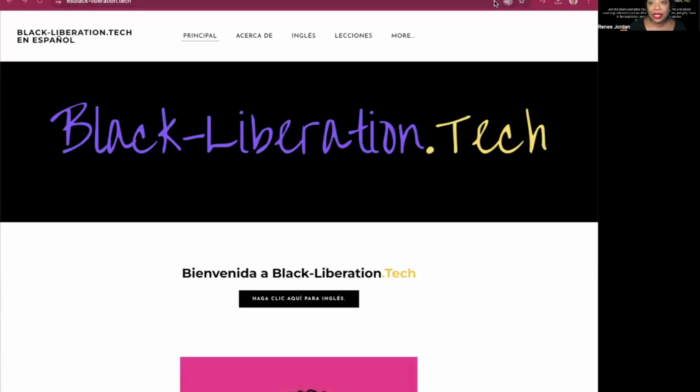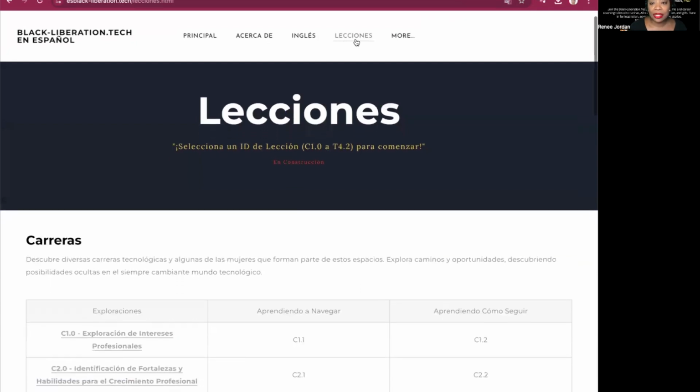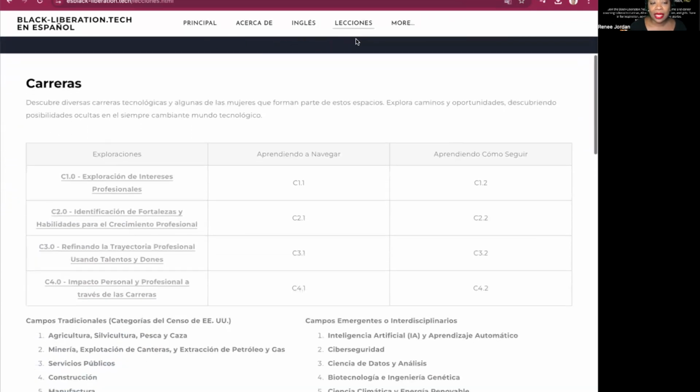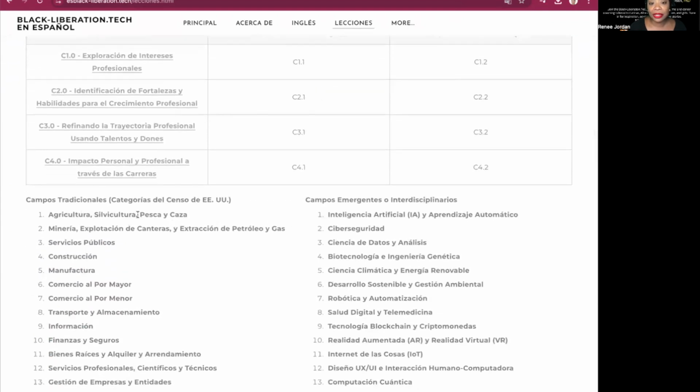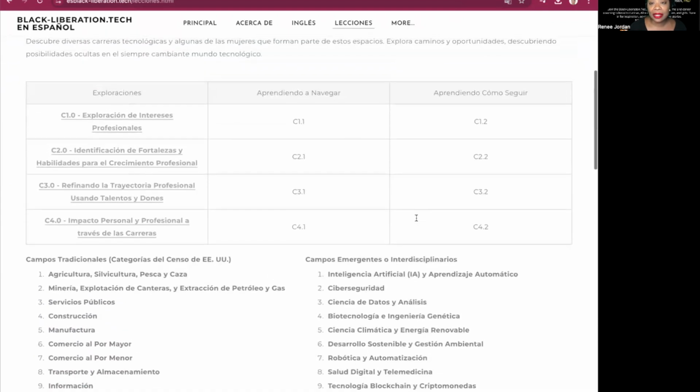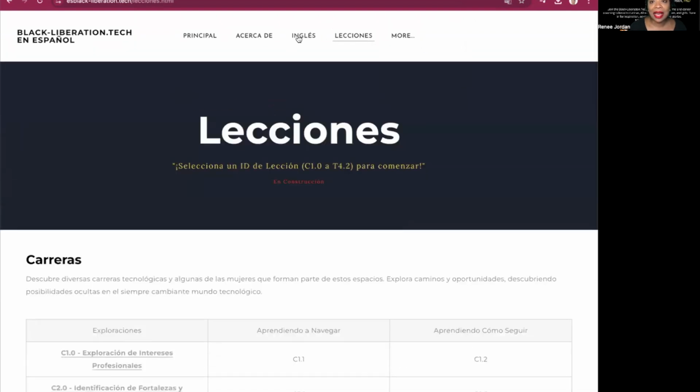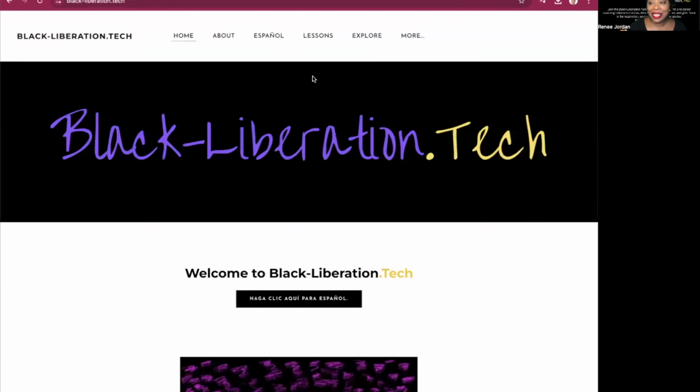If you're using Google Chrome to get to this site, you're able to toggle between Spanish and English. So this is the Spanish site, and this is what it looks like in Spanish. You would go to Lesiones, and you will be able to see the lessons from there. This first section is talking about careers, and it has the different list of fields and industries. I'm going to go to the English side to help myself out.